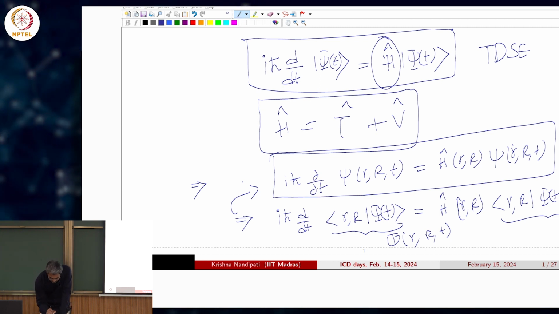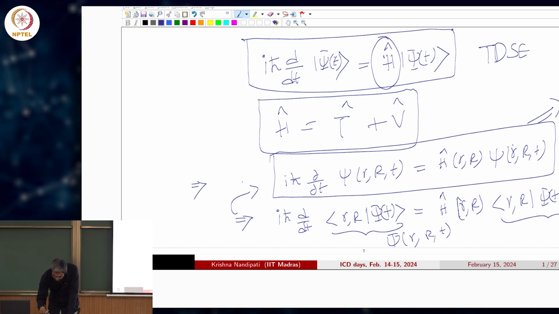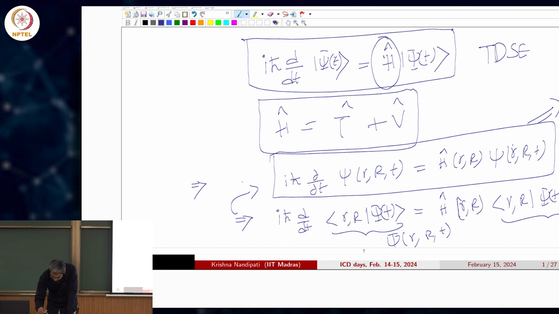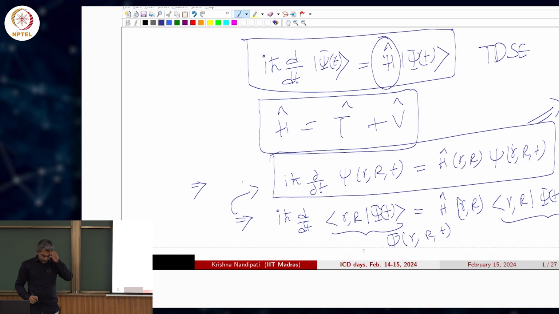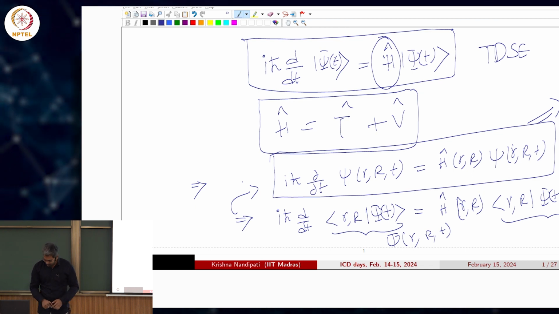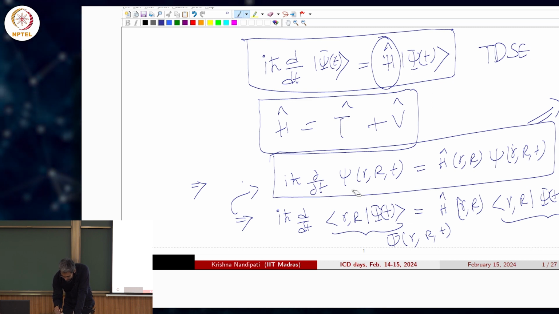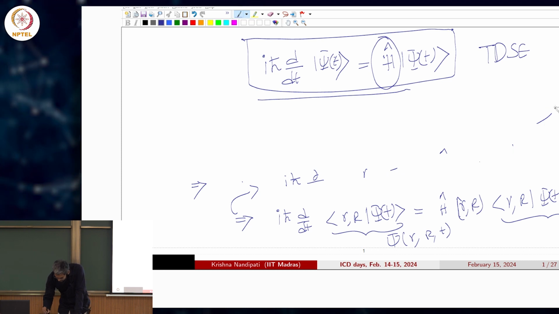Okay, now our goal is to solve this equation for molecular systems, the time-dependent Schrodinger equation for molecules. Before solving this, let's identify the Hamiltonian for the molecule. Yesterday you were familiar with the molecular Hamiltonian.